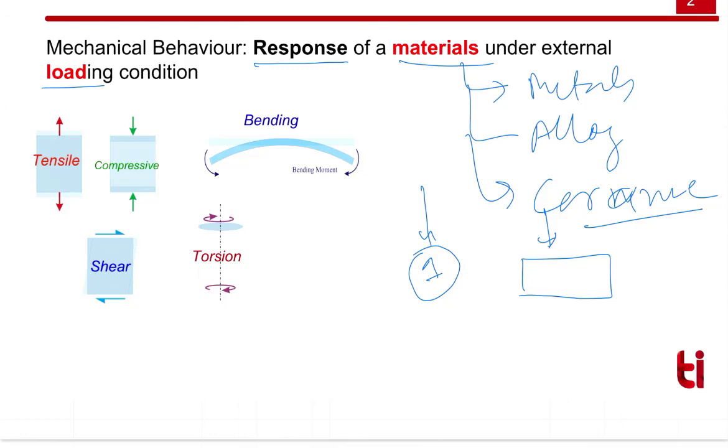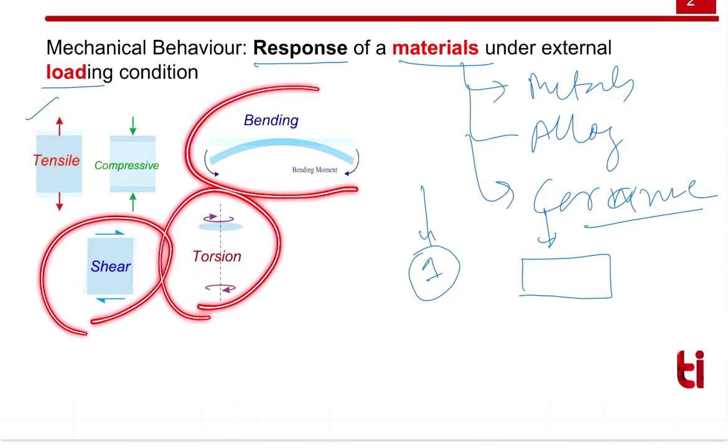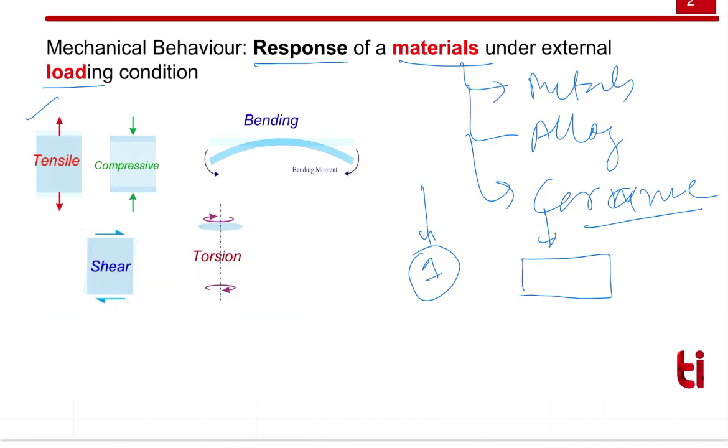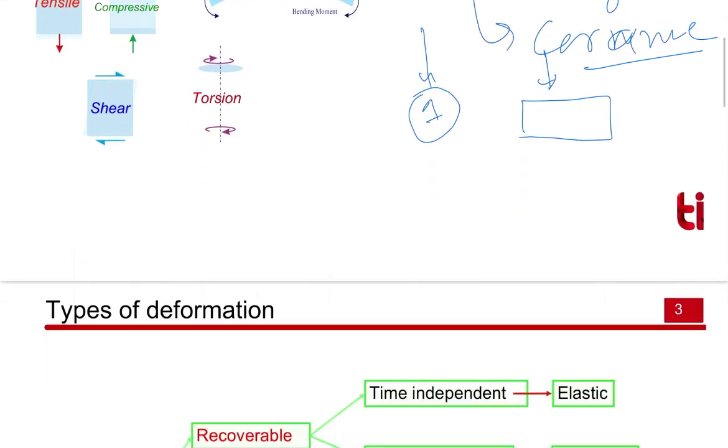Third is the loading. Load could be of different types. It could be tensile, compressive, shear, torsion, or bending. So there are different kinds of loading conditions. To understand the mechanical behavior of material, let's first talk about the tensile behavior, which will give you many of the properties of that material.